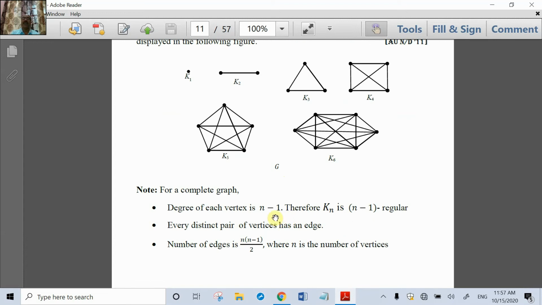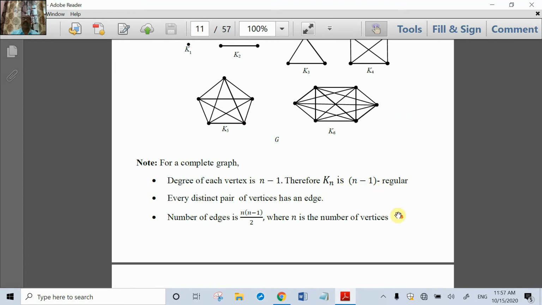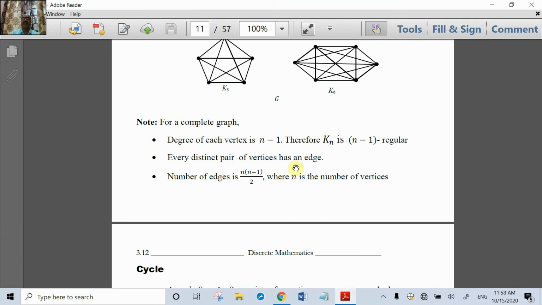See, in Kn, degree of each vertex is n minus 1, therefore it is n minus 1 regular, and every distinct pair of vertices is joined, and number of edges is n into n minus 1 by 2.